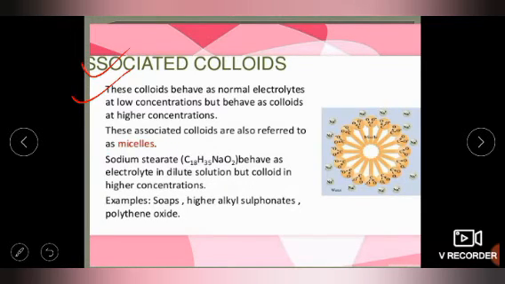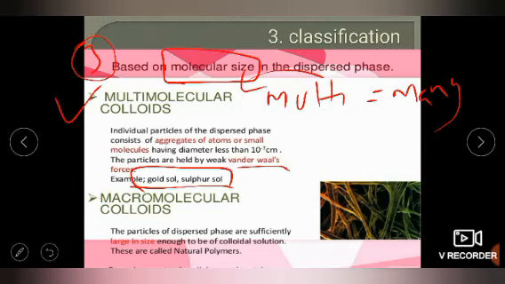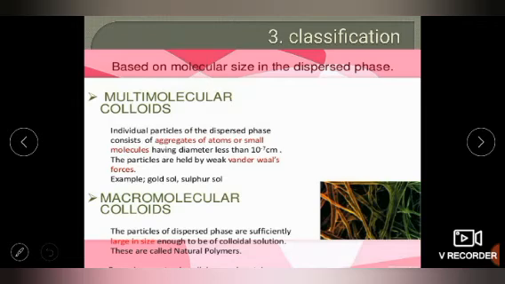The foam that forms when we mix soap or washing soda in water. Sodium stearate behaves as an electrolyte in dilute solution but as a colloid in higher concentration. The soap molecule, higher alkyl sulfonates, polythene oxides, these are examples of associated colloids. So there are three types of colloids if we differentiate on the basis of molecular size. These are multimolecular colloids, macromolecular colloids, and associated colloids.